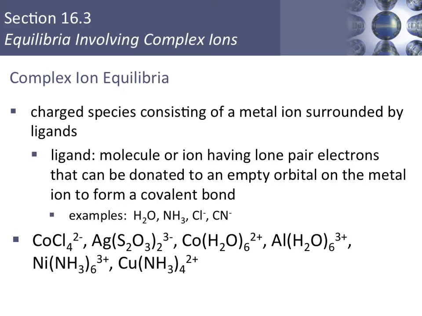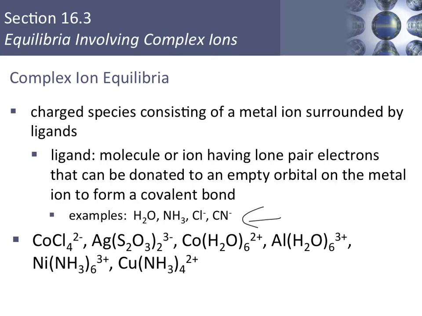They are ions, so overall they will carry a charge. We're going to see a metal ion in there, and it's going to be surrounded by what we call ligands. Now these are molecules or ions that have lone pairs of electrons, and these lone pairs are donated to an empty orbital on the metal ion, and then a covalent bond is formed. So some common examples are given here for your ligands.